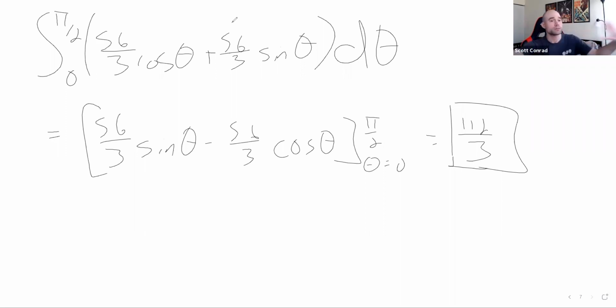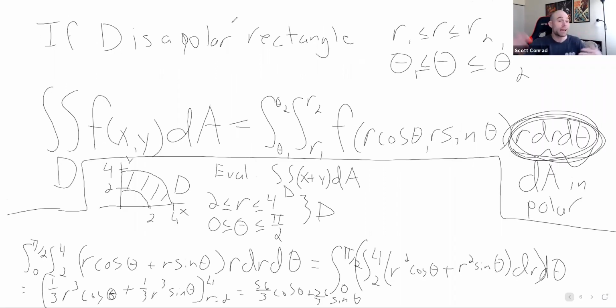But the important steps are, you look at your region, you recognize it's easy to describe as a polar rectangle. It's bounded by circles centered at the origin and lines through the origin. Change your function, replace x with r cos theta, y with r sine theta. Find the bounds for r and theta, and then dA becomes r dr d theta. And that's how we integrate in polar coordinates.